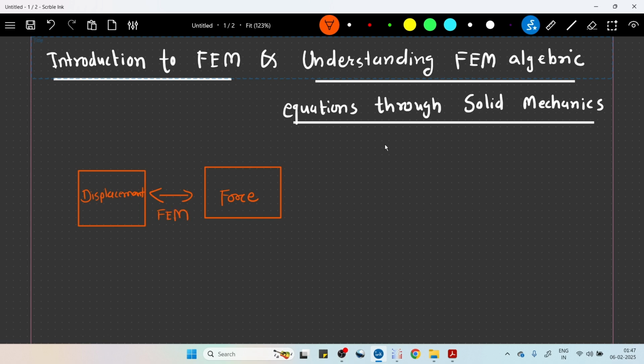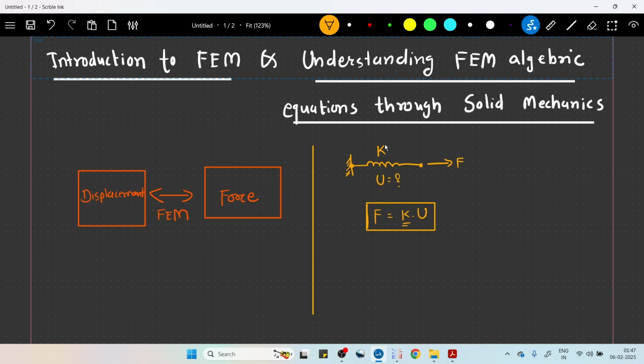If it is a simple structure like a simple spring, for example something like this, the spring is applied some external force F. Generally spring stiffness K or spring constant is known. Let's take the spring length as L. We want to find the displacement of this spring. For a spring, F is equal to K into U. This is known, so we can easily find the displacement using this relationship.